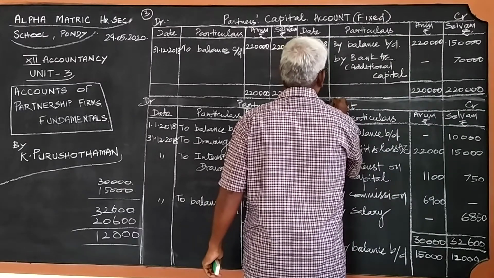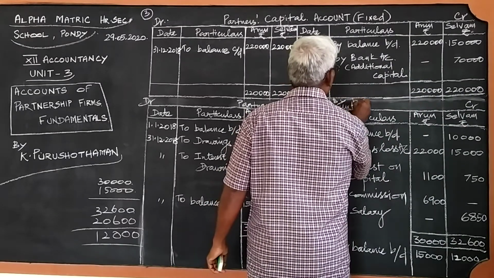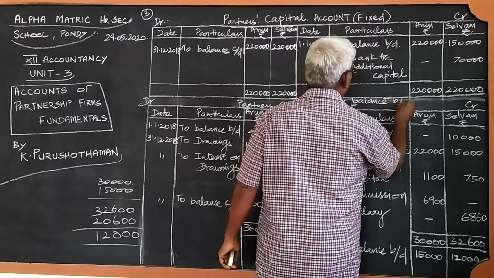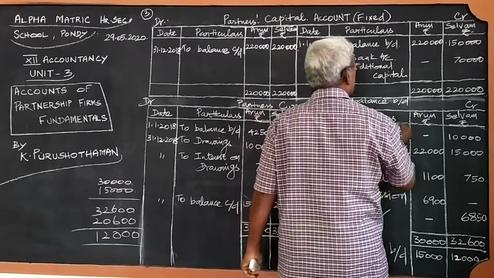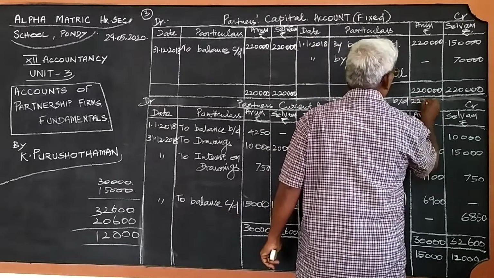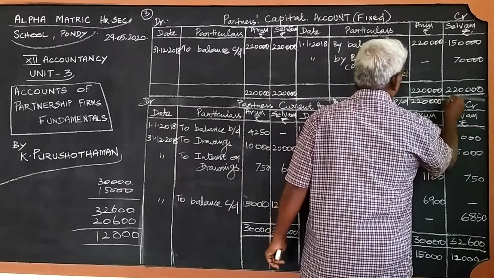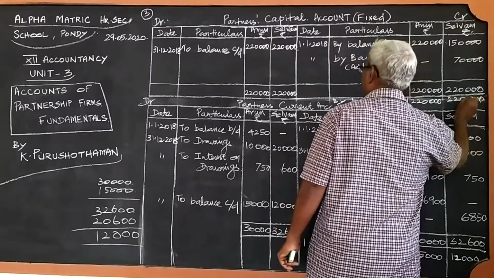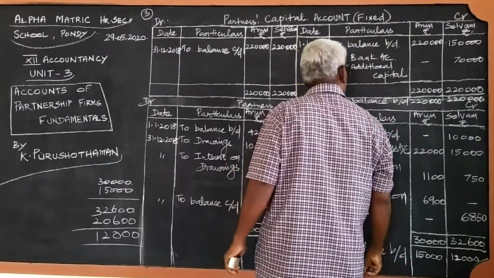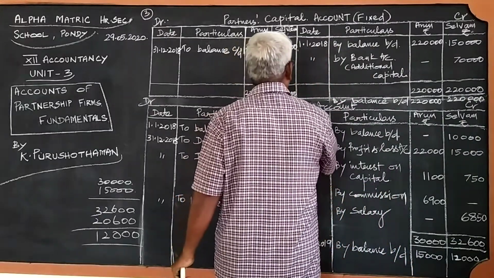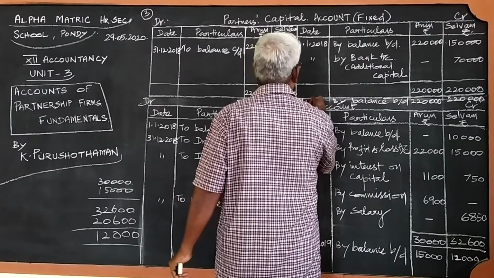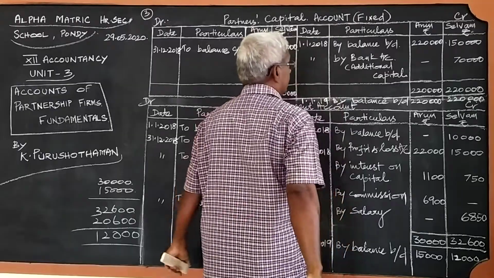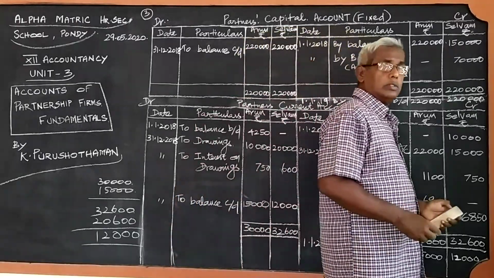And here, by balance brought down, the same 2,20,000 and 2,20,000. The date is 1/1/19.